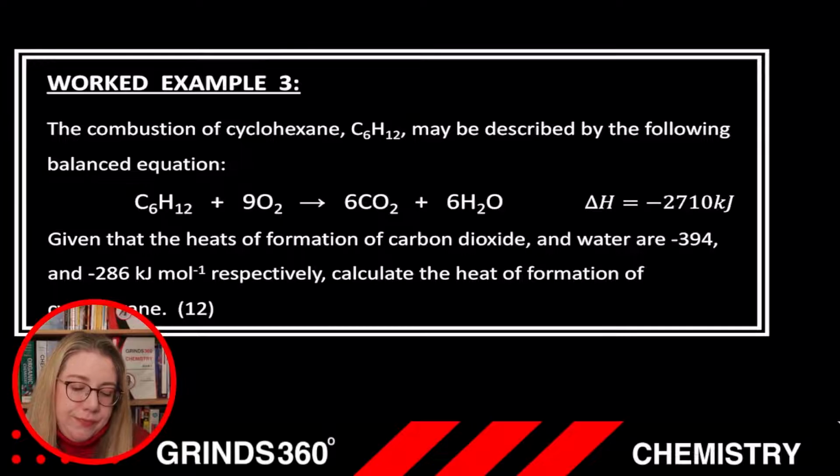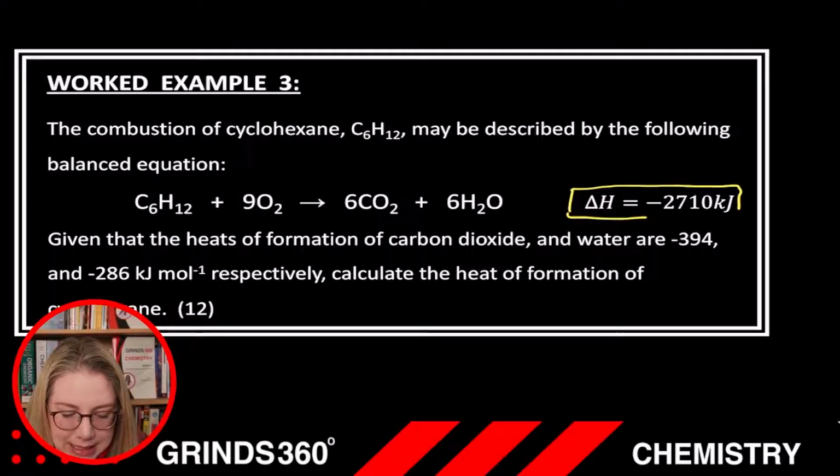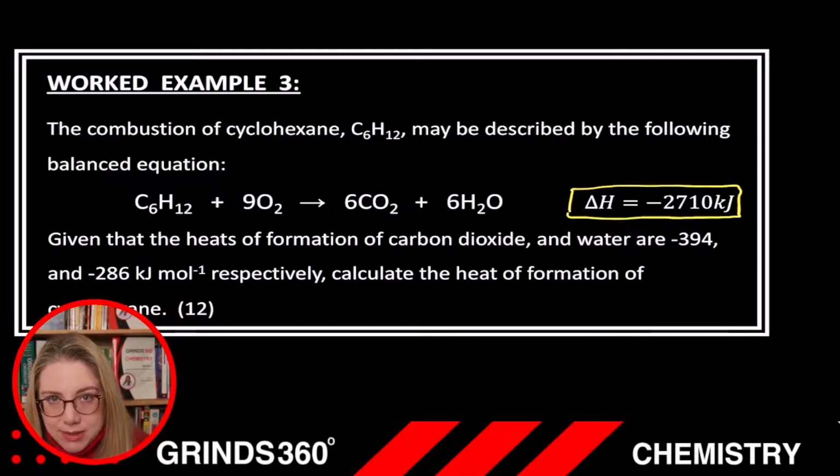Now the next one is a little bit different, because in this exam question, you are given what we have worked out previously. You're given the heat of reaction. The combustion of cyclohexane C6H12 may be described by the following balanced equation. Given the heats of formation of carbon dioxide and water are those 2 numbers respectively, calculate the heat of formation of cyclohexane. See the way your delta H is written here. That means the heat of reaction for that balanced equation is minus 2,710 kilojoules. So when your cyclohexane reacts with oxygen to form carbon dioxide plus water, that is the amount of energy released.